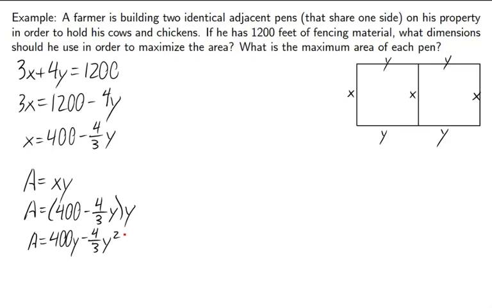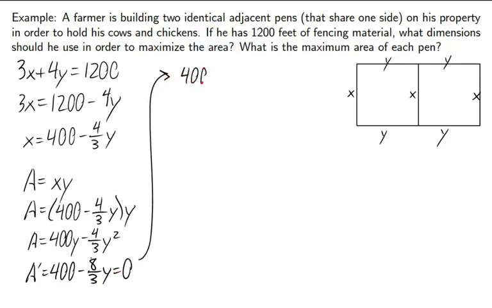With that said, I have an equation in one variable. Now I want to find the maximum value of that equation. So I'll take the derivative, and I get 400 minus 8/3 y, and I'll set that equal to 0. I get 400 equals 8/3 y, and you guys hopefully know this trick, that to get rid of a fraction you multiply by the reciprocal on both sides. So I get y equals 400 over 8 is 50. 50 times 3 is 150. So I get y equals 150.